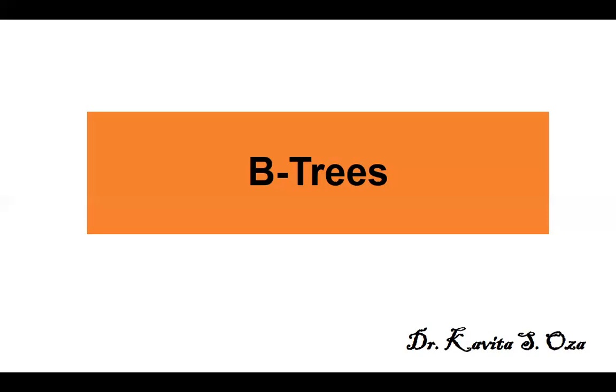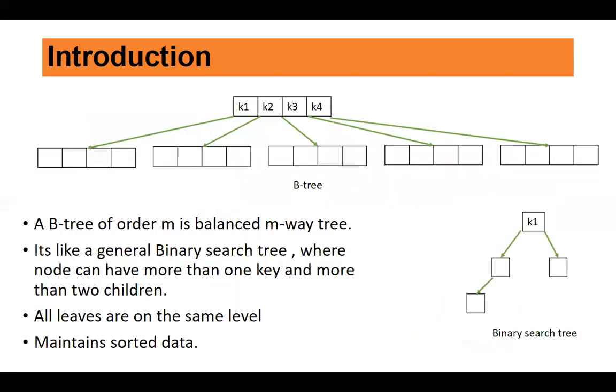So let us look at B trees. A B tree of order M is a balanced M-way tree. Now order M is nothing but the number of children a tree can have. When we are talking about a binary tree, the order is 2. Why? It can have 2 children.